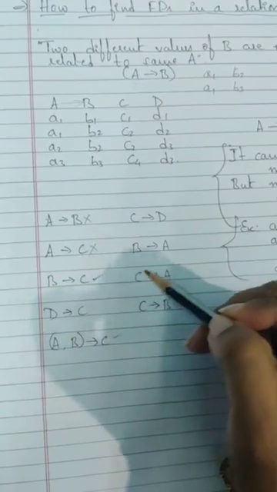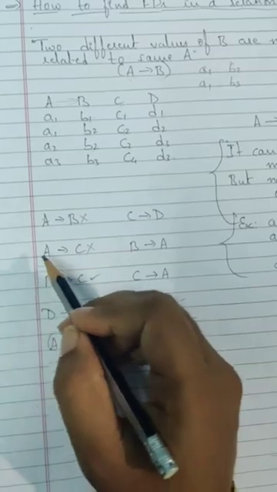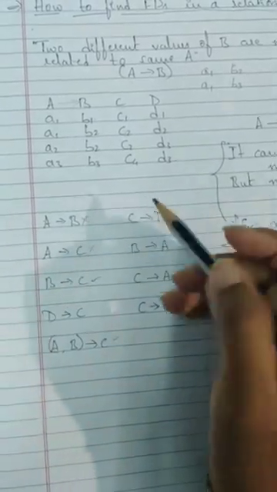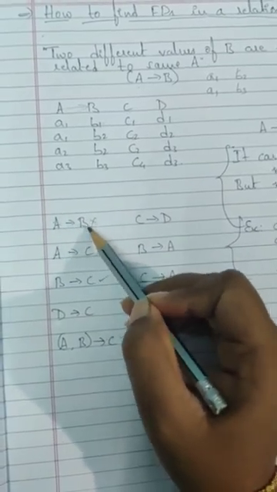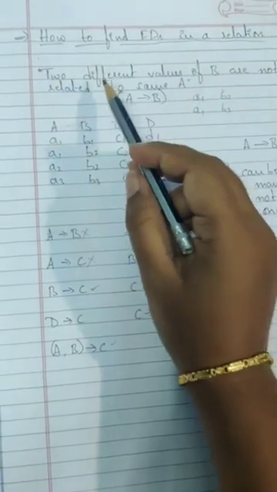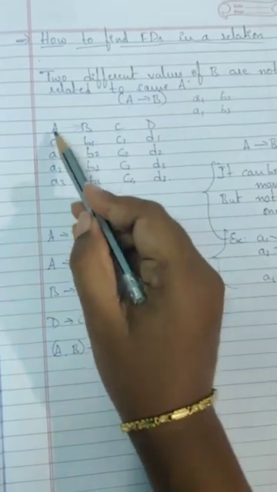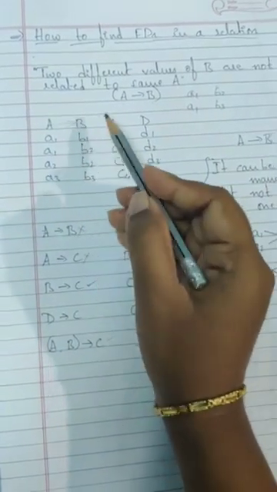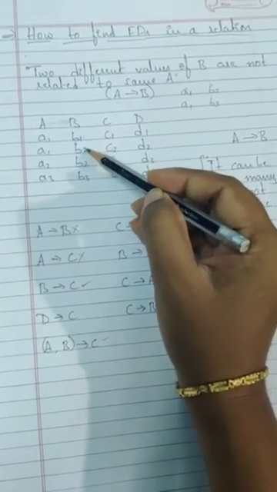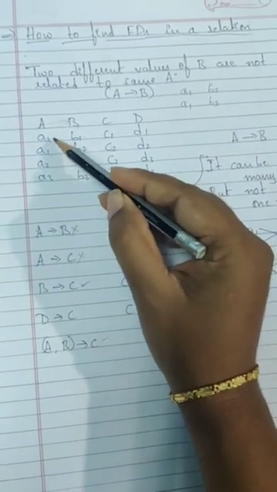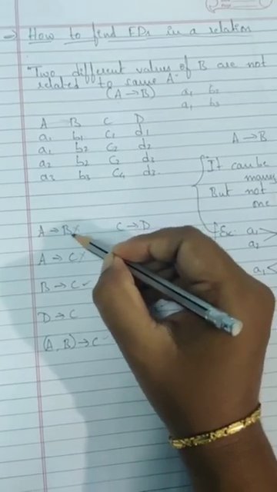Here I have written some examples, where we are checking whether A determines B holds good or A determines C holds good, something like that. Let us check the first combination, A determines B. What is the statement we have? Two different values of B are not related to the same A. But here it is related to the same A, so this functional dependency we cannot consider.